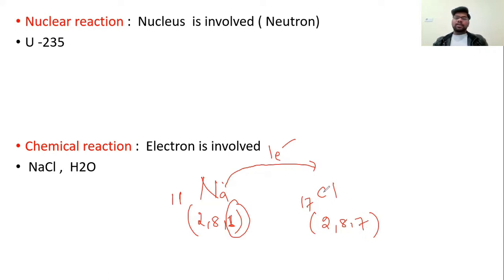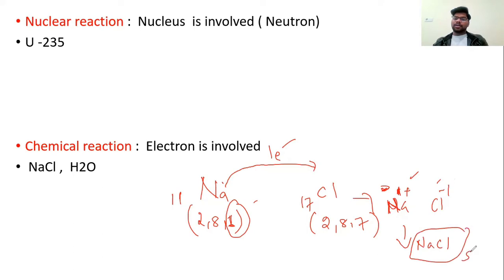Now when sodium donates an electron, sodium will become Na plus. Remember, if a metal is giving electrons, then according to how many electrons it gives, you put the sign of charge. So 1 electron is given, so Na plus, or 1 plus. Then chlorine receives that 1 electron, so chlorine becomes 1 minus. Understand? This positive and negative sign will make them attract, and finally it forms NaCl.